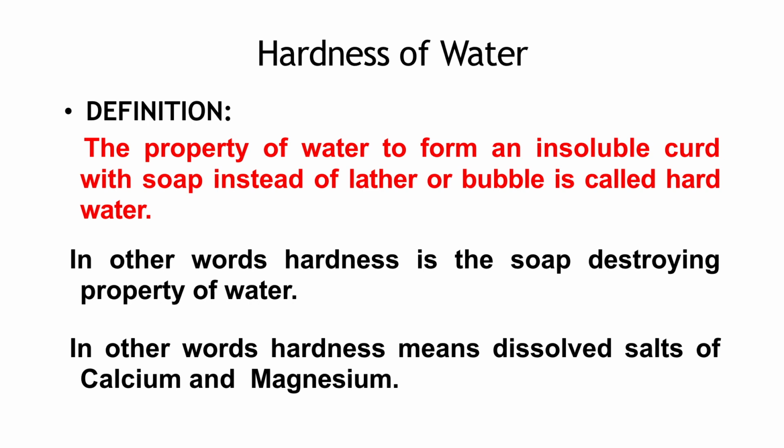You can either say the hardness is soap destroying property, or you can say the water which cannot form lather, rather it will form insoluble curd with soap is called hard water. The third definition can be the water which has dissolved salts of calcium and magnesium is also called hard water. All the three definitions are actually telling you the same thing in different ways. So all the three are absolutely correct.